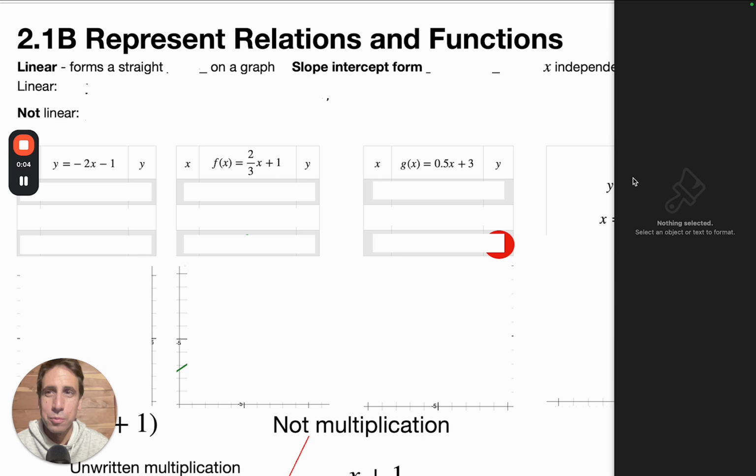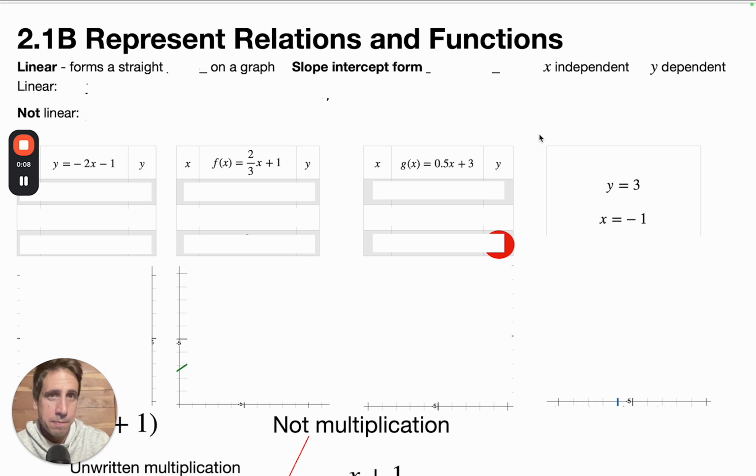Welcome to section 2.1, day 2, represent relations and functions. Let's talk about linear. What's linear? It's a relation or a function that forms a straight line on a graph. Another term you might hear every once in a while is slope-intercept form. What does that mean? It's y equals mx plus b, where x is the independent variable and y is dependent on that. So, given an x, you can figure out what a y is.